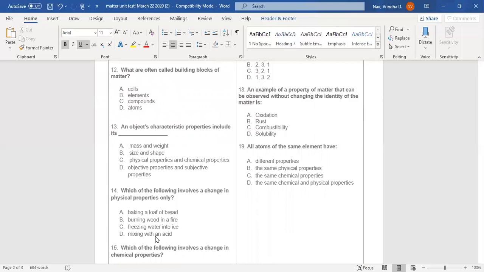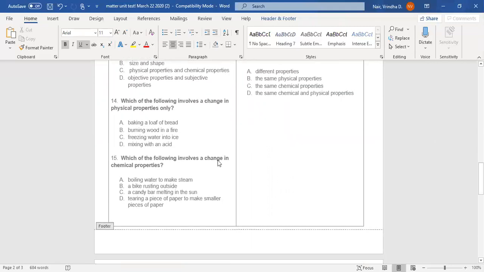So burning wood in a fire, you have burned the wood completely and the wood is no more wood, it's become ashes. So that cannot be a physical property only, right? So that is crossed out. Then mixing with acid. Again, mixing with acid, what happens? The acid is reacting with something and then it changes, right? So it's not the same. So again, that's wrong. Which of the following involves a change in a chemical property?